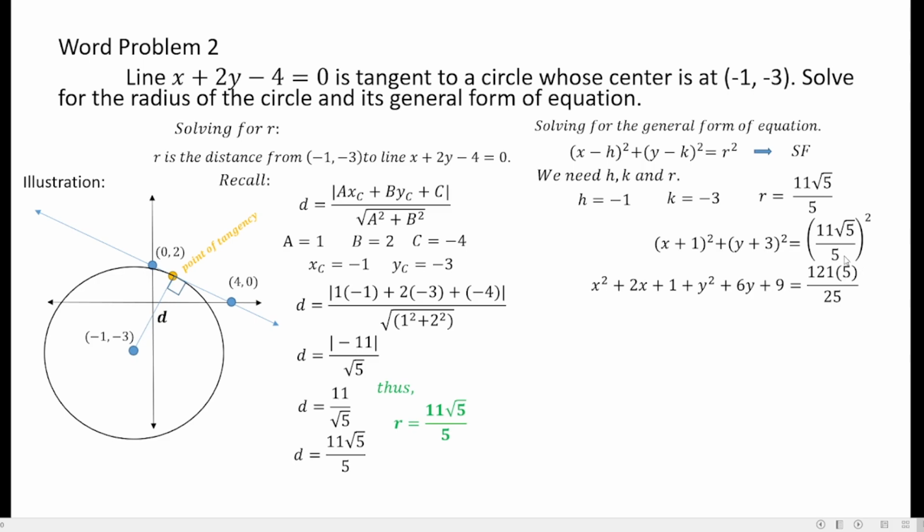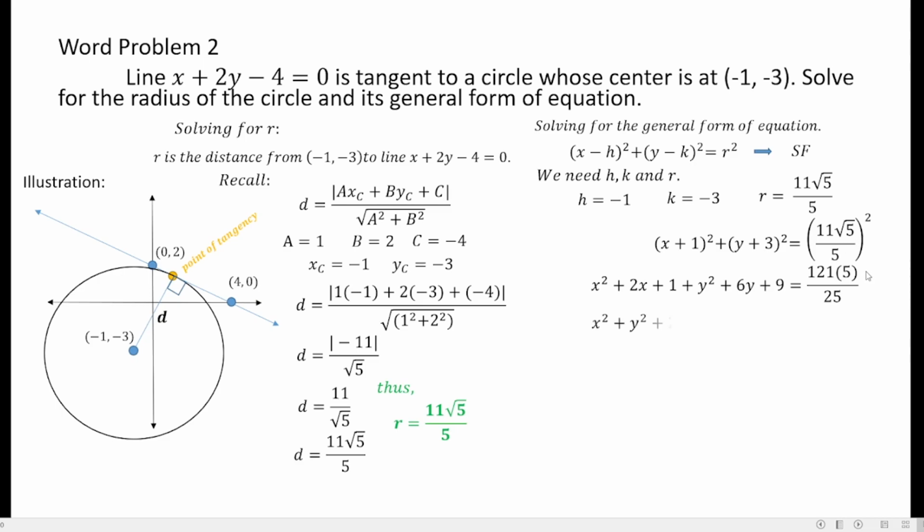over 25. So how did I do it? That is just simply 11 squared is 121. Then square root of 5 squared is, of course, cancel the radical sign or radical symbol, so you have positive 5. Then 5 squared is just equal to 25. Okay, so actually you can just do it right away using our calculator, but I'm just showing here the step-by-step process in solving this value.